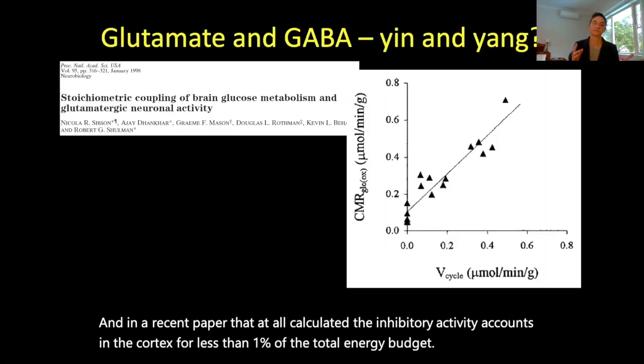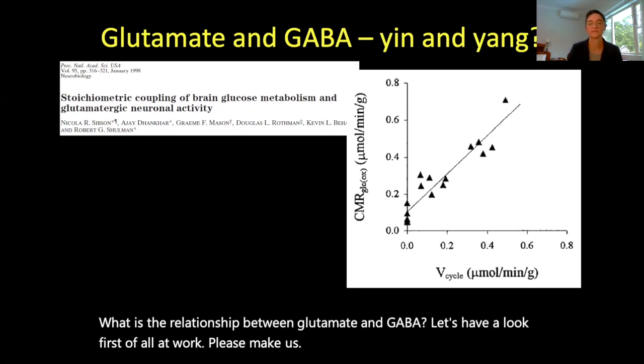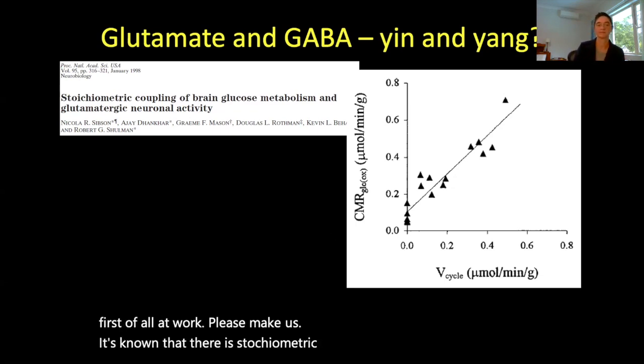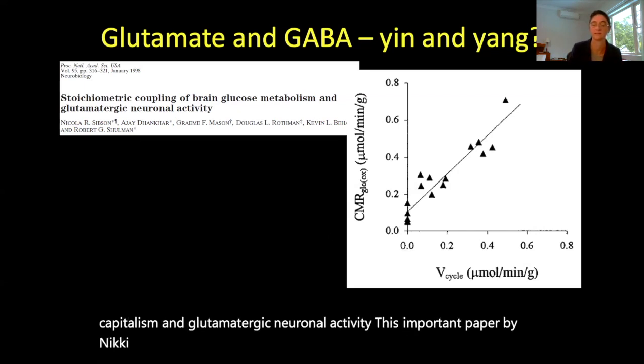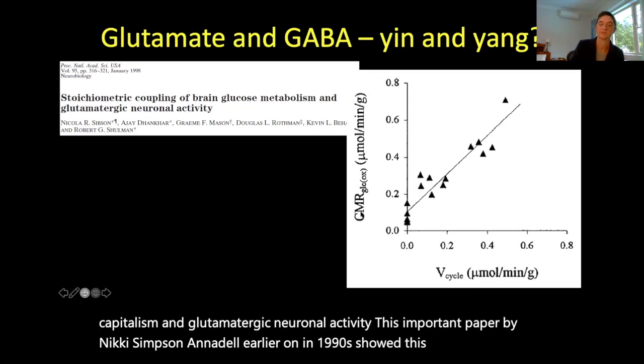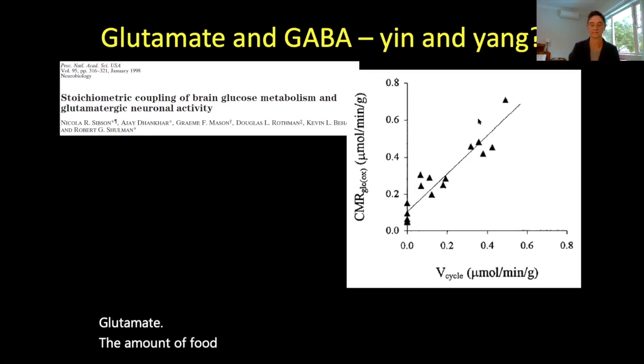What is the relationship between glutamate and GABA? Well, let's have a look first of all at what glutamate does. It's known that there's stoichiometric coupling of brain glucose metabolism and glutamatergic neuronal activity. This important paper by Nikki Simpson et al. earlier on in the 1990s showed this nice relationship between the rate of glucose use and the rate of the TCA cycle. And glutamate, the amount of glutamate that's made is intimately linked to the TCA cycle.